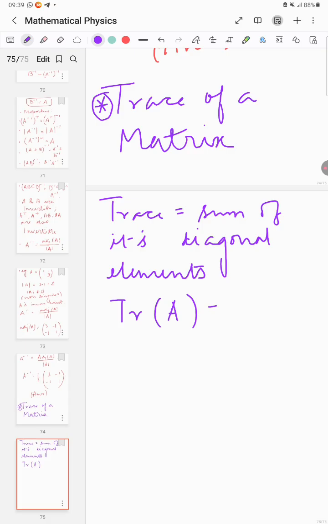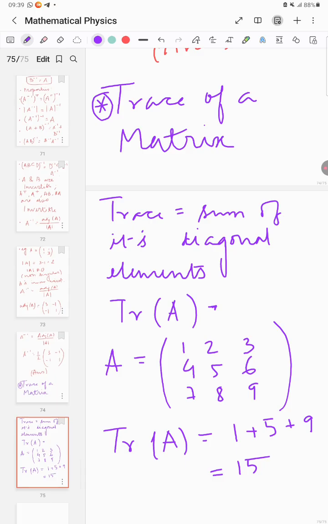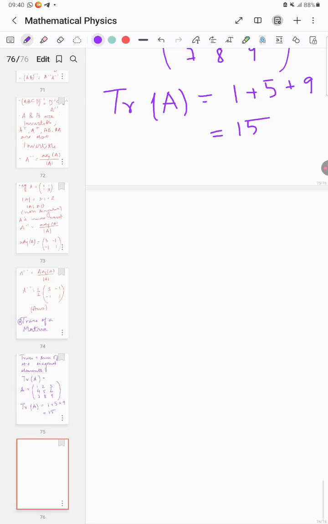So, trace of matrix A. Let us define A as 1, 2, 3, 4, 5, 6, 7, 8, 9. So, trace of A would be the sum of its diagonal elements, that is 1 plus 5 plus 9, which is equal to 15. So, this is the trace of a matrix. Alright. Now, let us look into some of the properties of trace.